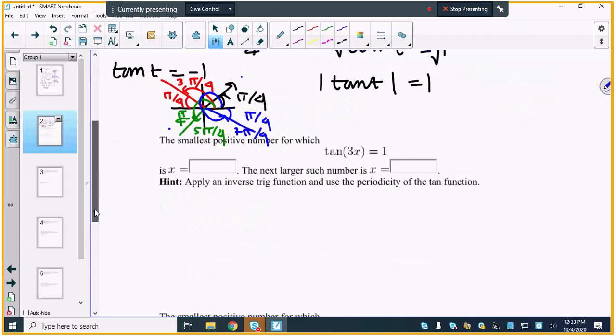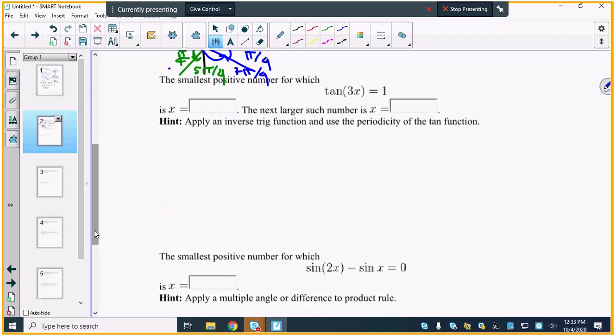Okay? The smallest positive number for which tangent of 3x will be equal to 1. So we're going to answer this question. Again, we will use the periodicity of the tangent function. Now tangent is positive here. So I know tangent is positive either in the first or in the third quadrant, and because the magnitude of the value given is 1, it's either pi over 4, or the reference angle pi over 4 in the third quadrant. So the angle in the standard position is 5 pi over 4. So those are my two positive solutions.